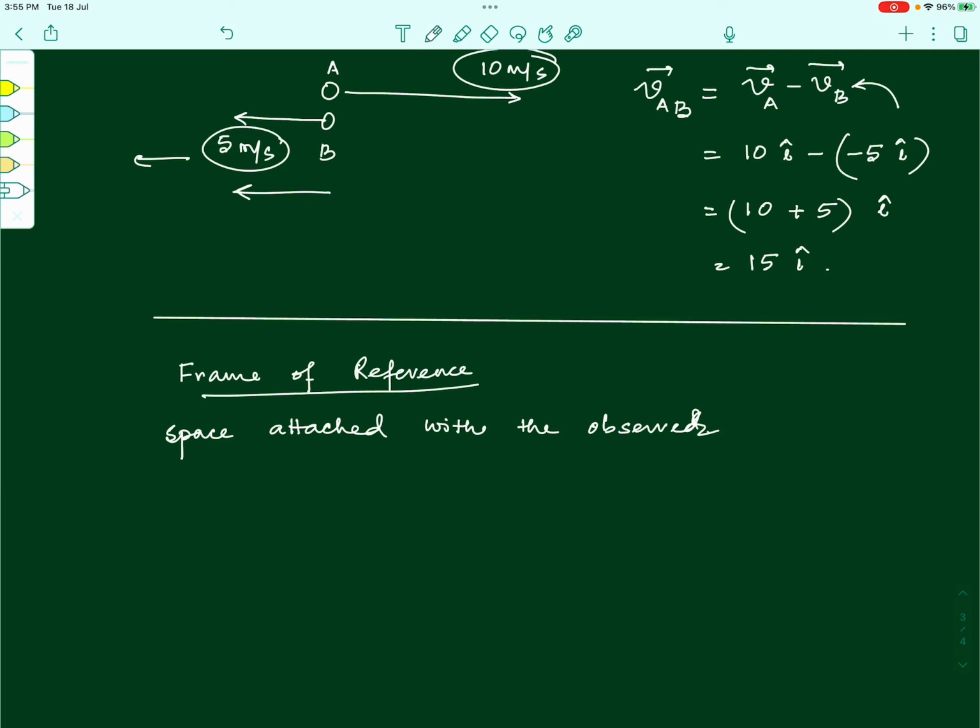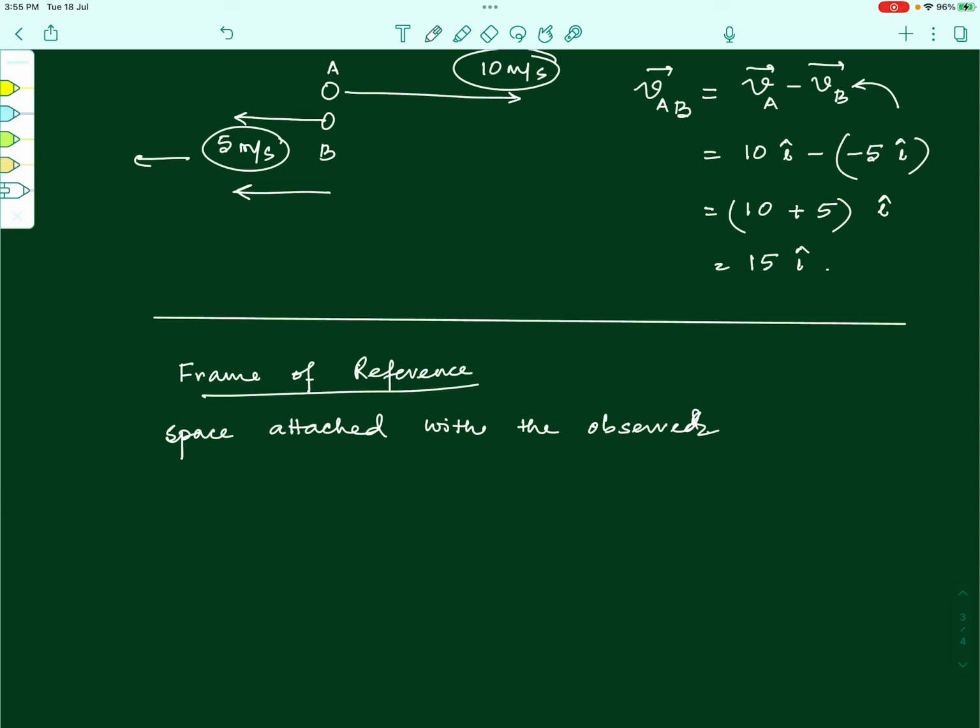This is the important aspect of relative motion. So this is just a special name that we give to the space associated with the observer, which is considered at rest while observations are being made: the frame of reference. Understand that frame of reference is not some alien concept. It's just a small term that we attach with the observer just to have a physical space associated with it, and through which we can work.